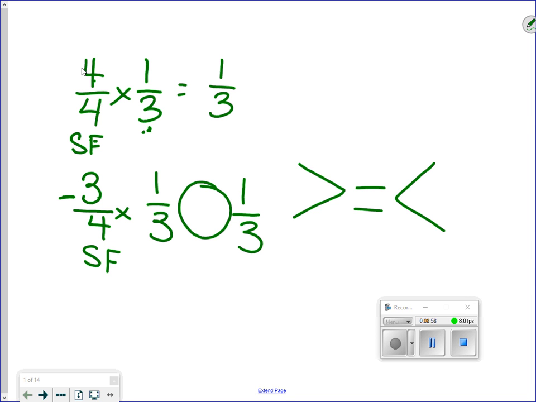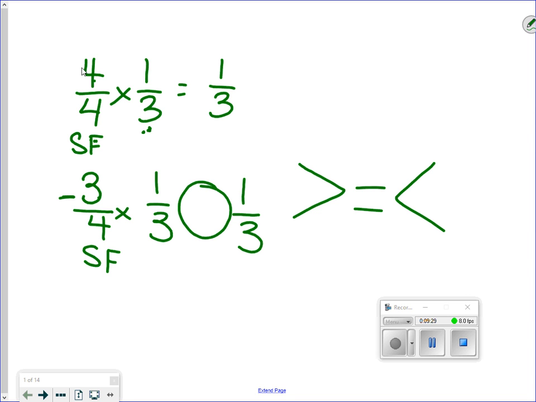Because 4/4 is bigger than 3/4. Because 3 is smaller than 4. 3/4 is smaller than 1. Because I need 4/4 to make 1 whole. Isn't this less than 1 whole? Since this is less than 1, my total product is going to be less than this. I don't even have to work it.